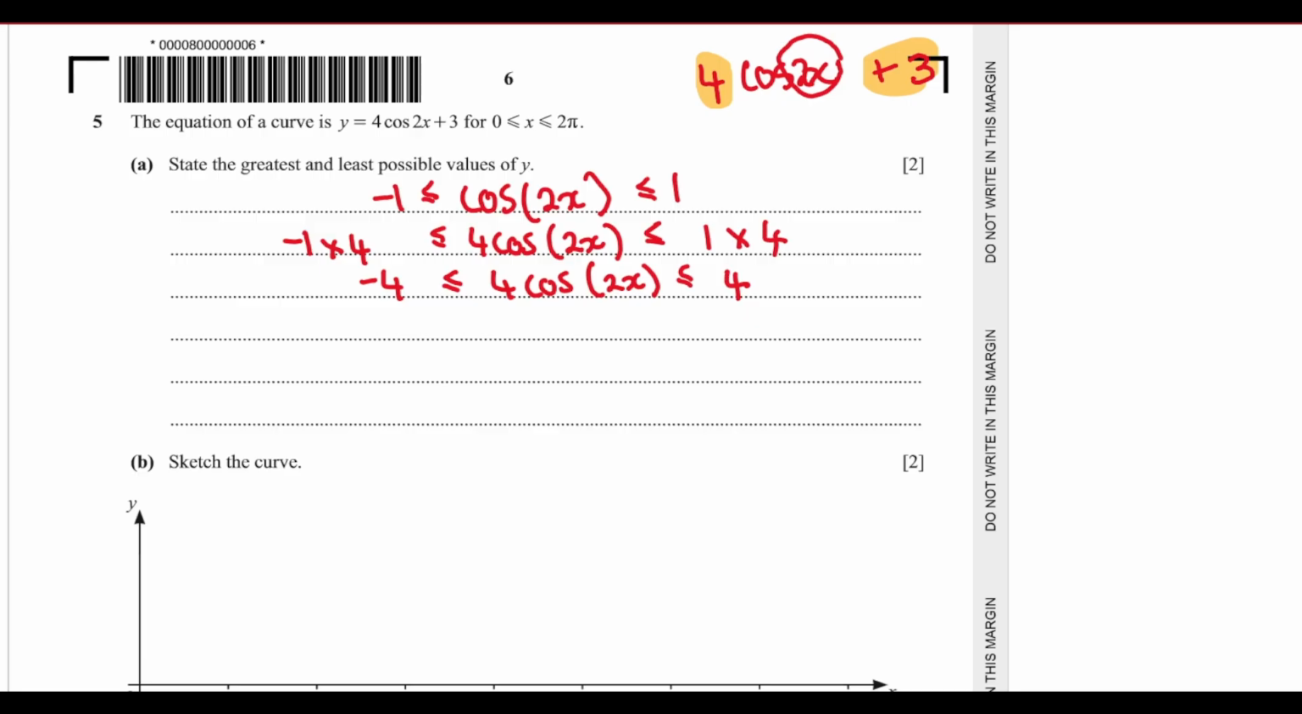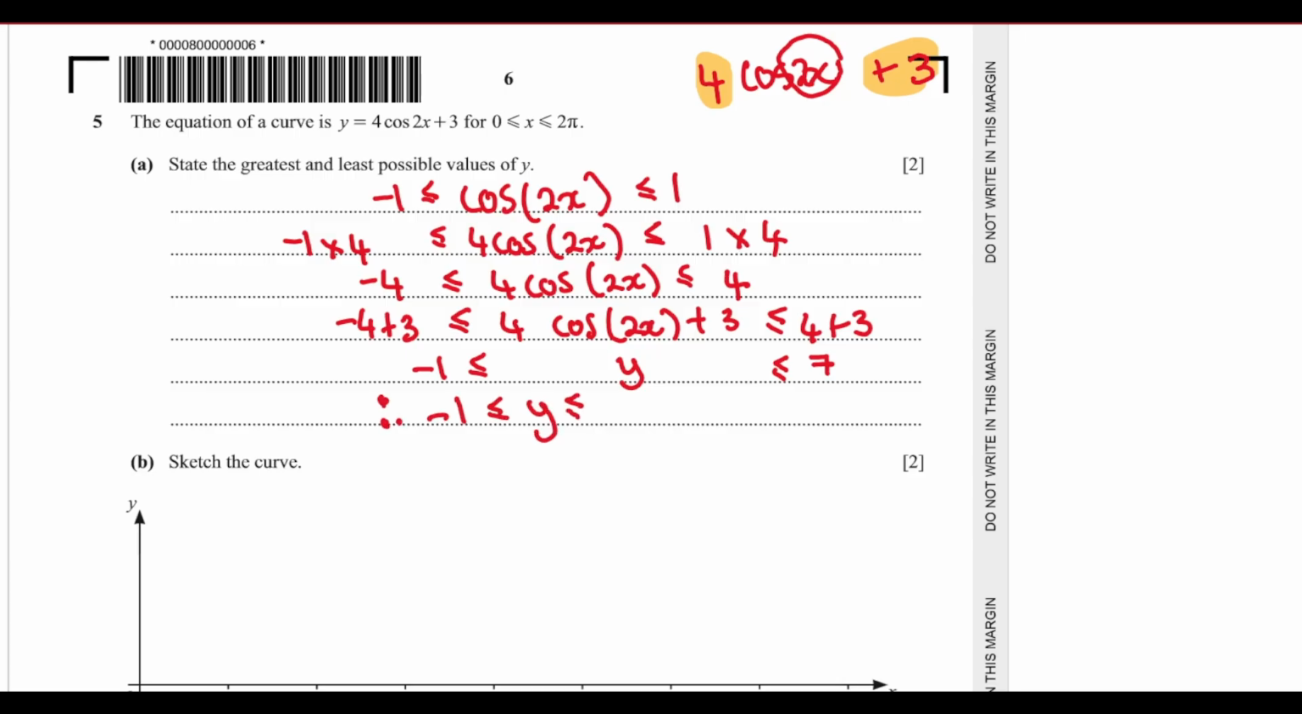And what about if we add the 3? That moves it up. I add 3, I'll end up with 7, and -4 plus 3 is -1. 4 cos 2x plus 3 is y. So now y is between -1 and 7. Okay.